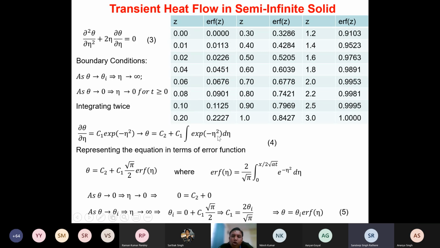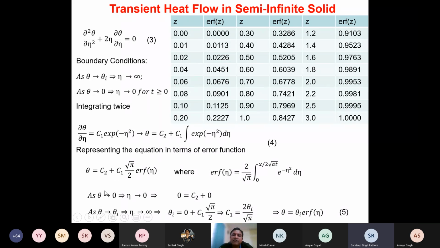So you calculate the value of eta. If that value matches directly with the given values in this table, then you directly use the error function. But if it is in between any of these two values, then you do the linear interpolation and find out the error function value. Is it clear to everyone? Yes, sir. So the solution of this equation is theta equals c2 plus c1 under root pi by 2 error function eta. First you calculate eta, find the value of the error function using this table, then you put it in this equation and calculate theta.